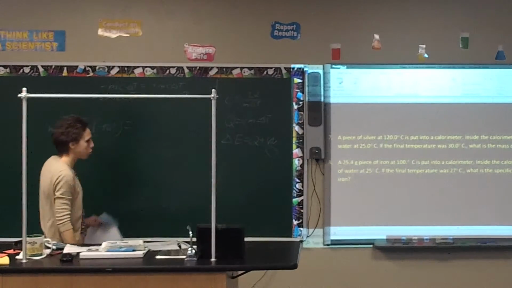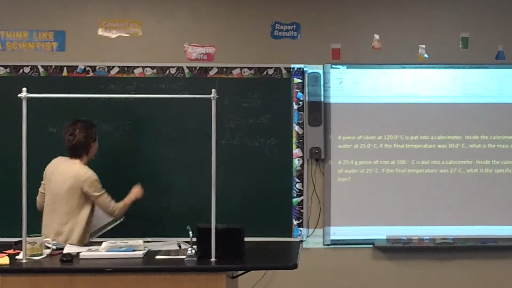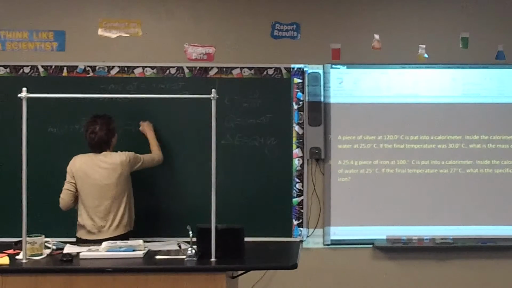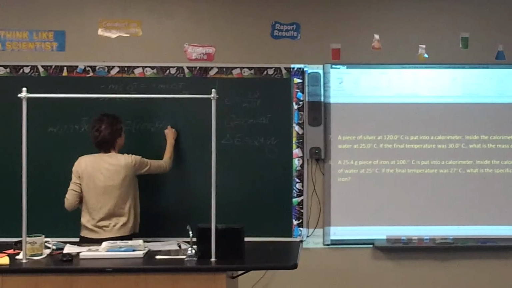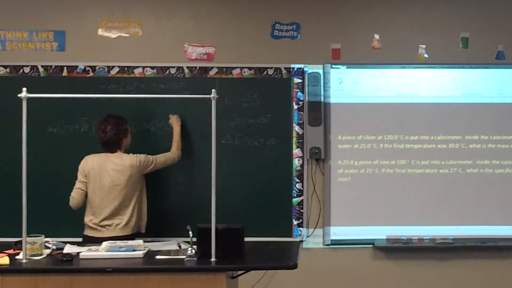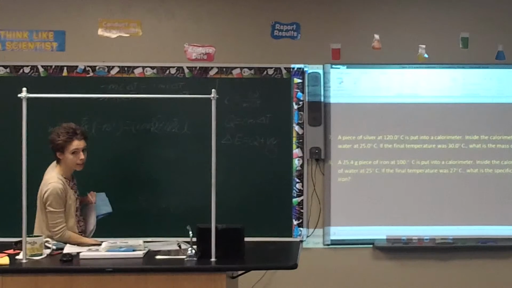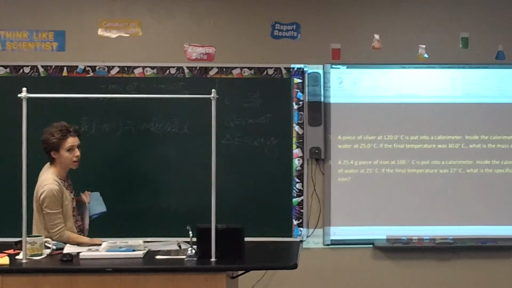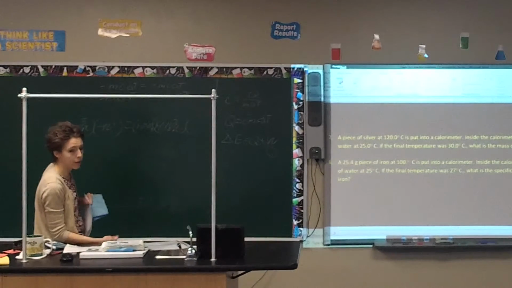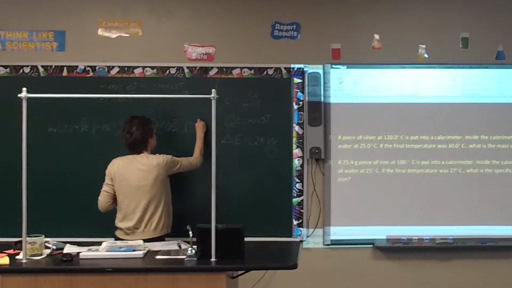Alright, water. How much water did I start off with? I started off with 100 grams of water. Water specific heat, 4.18. Like I said, you're going to memorize that. Joules per gram degrees Celsius. Alright, temperature change for the water. Went from 25 degrees Celsius to 30 degrees Celsius. Is it positive or negative temperature change? Positive. So 30 minus 25 is 5 degrees Celsius. So that's the temperature change for the water.